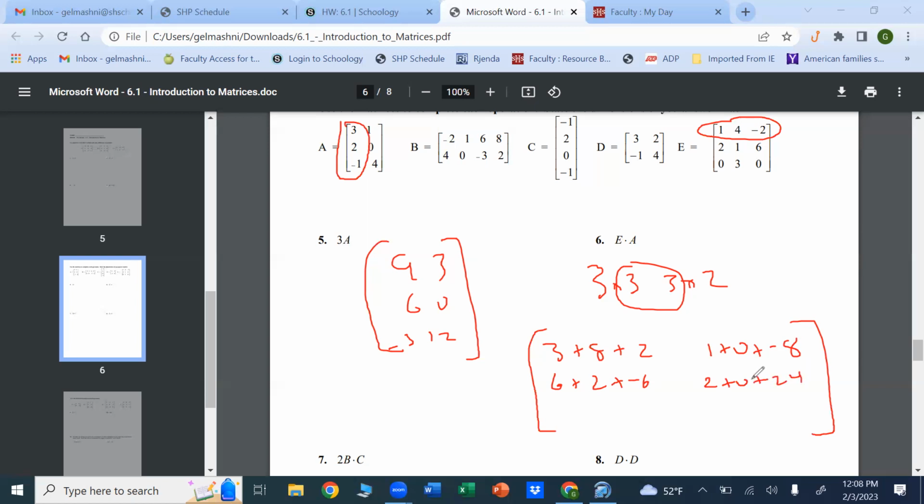Then rinse and repeat with the third row of E with the 2 columns. Positive 24. And then you do 0, 6, 0, 0, 6, 0. And then 0, 0, 0. Okay, that's easy. So the final answer for EA should be 13, -7, 2, 26, 6, and 0. Okay, good. All right.